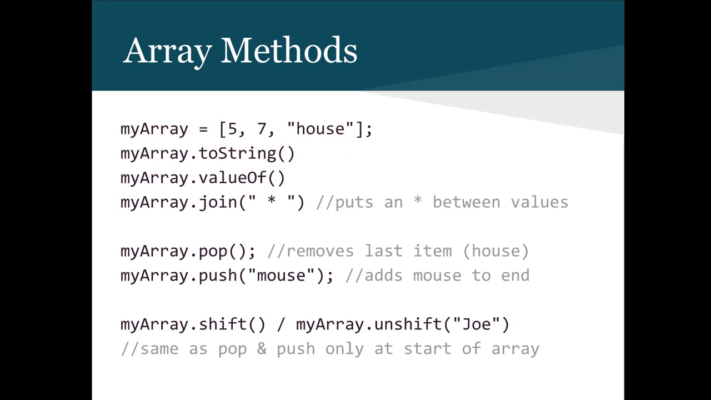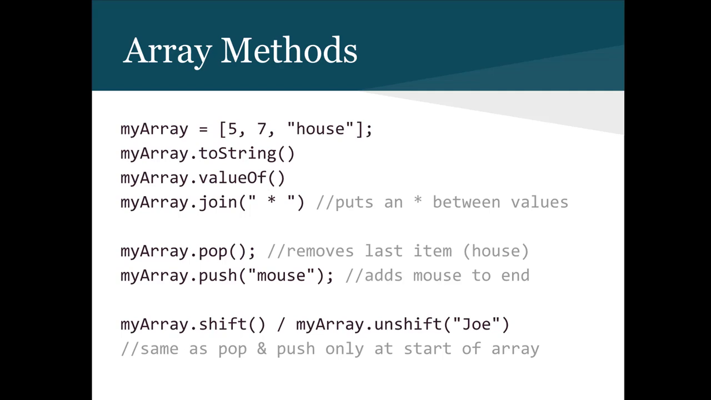Array methods. There are a huge number of methods to work with arrays. Even more now when we add in the higher order functions like map and filter with ES6 and 7. Here are a few of the more common ones that are used. toString takes all the values of an array and makes a comma-separated list. valueOf does the same. Join is really cool since it allows you to replace the comma-separated list with whatever character you want in the argument. So instead of a comma, you could have an asterisk, as the example here shows.